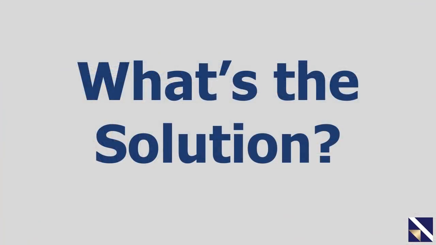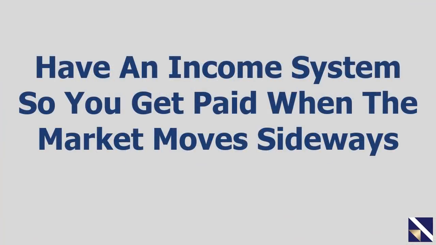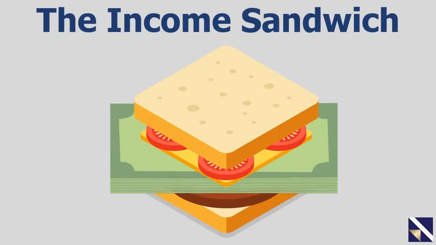So what's the solution? The solution is to have an income system so you get paid when the market moves sideways. Today, we're going to look at a trade that will help you do just that. You're going to learn how to assemble the income sandwich.